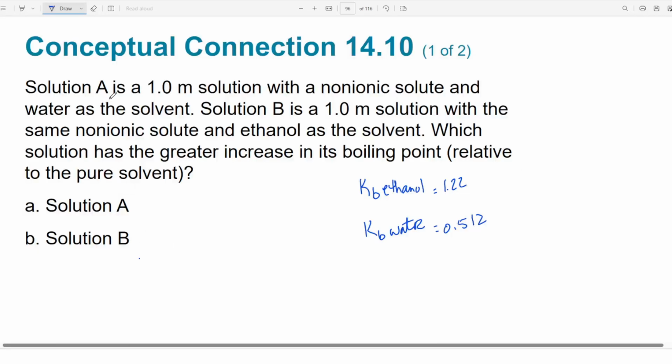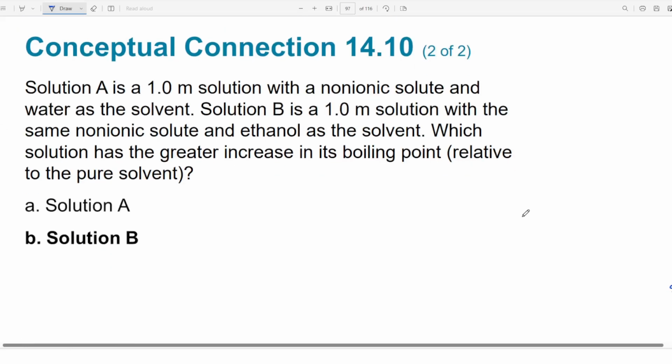Let's consider a situation where solution A is a 1 mole solution with a non-ionic solute and water as the solvent, and solution B is a 1 mole solution with the same non-ionic solute and ethanol as the solvent. Which solution would have the greater increase in its boiling point relative to the pure solvent? We see here that the Kb for ethanol is 1.22 degrees C per mole versus the Kb for water is 0.512. So if we had the same concentration, we'd have a greater effect for the ethanol. So solution B would have the greater increase in its boiling point.